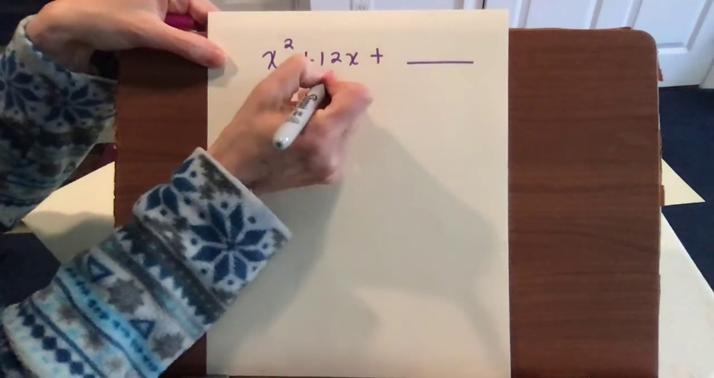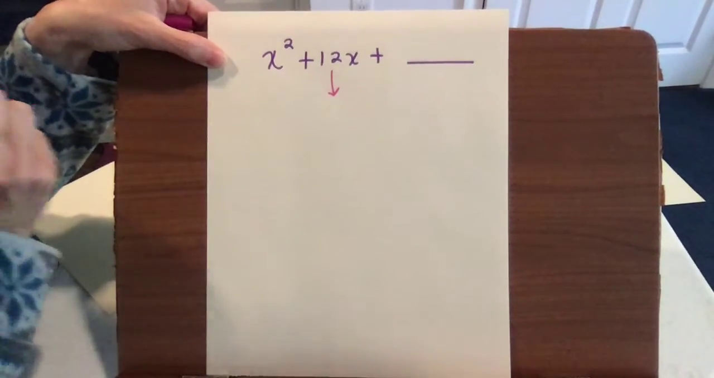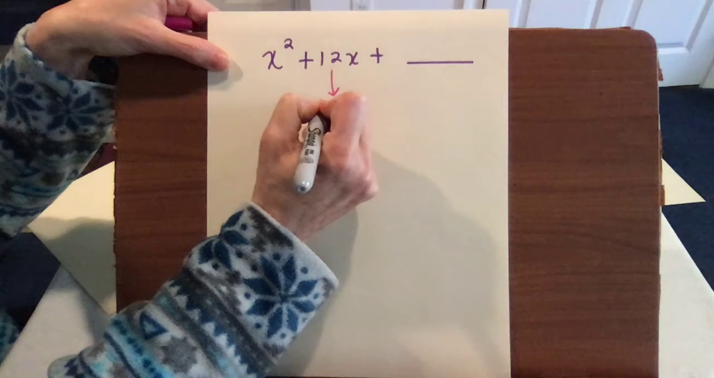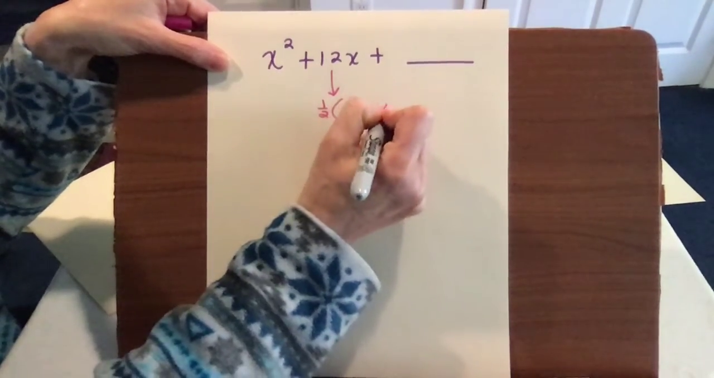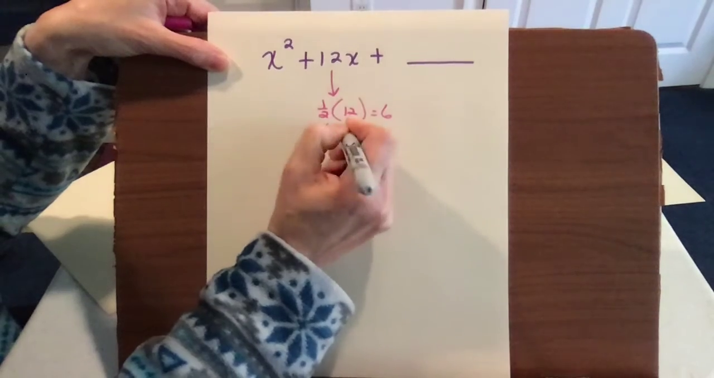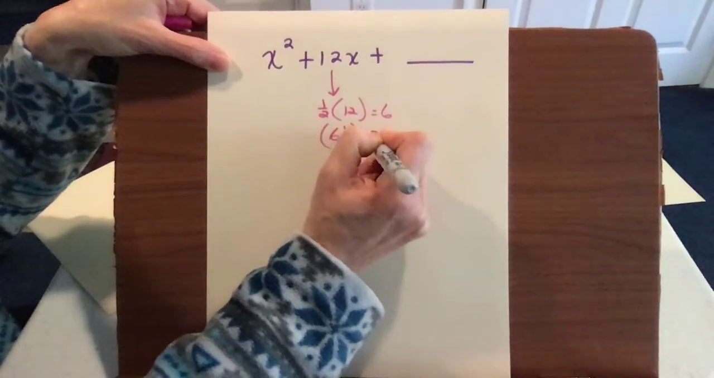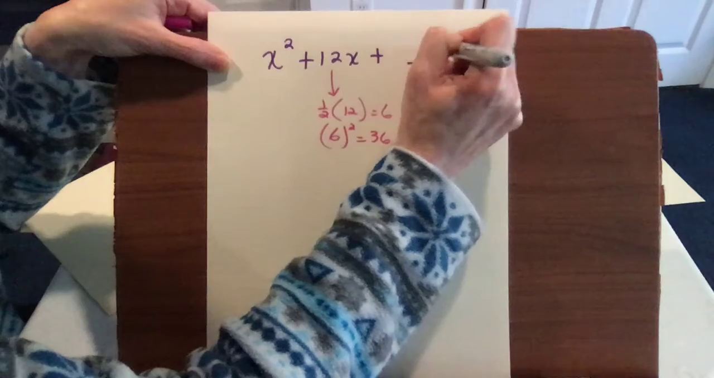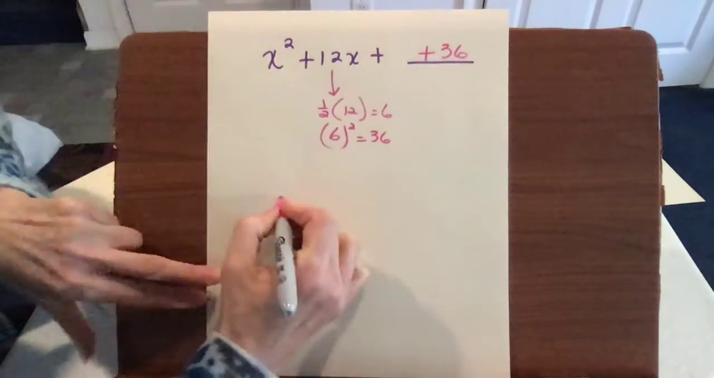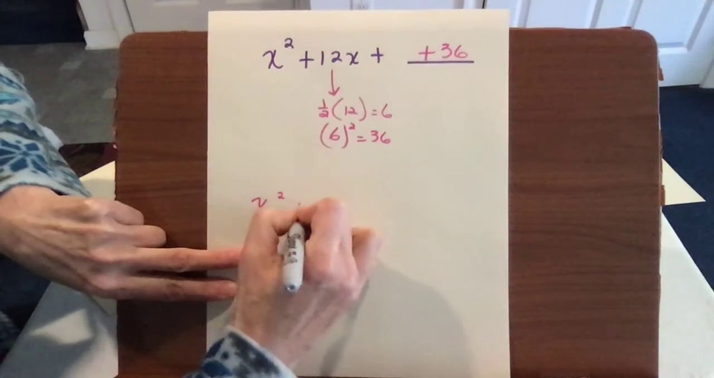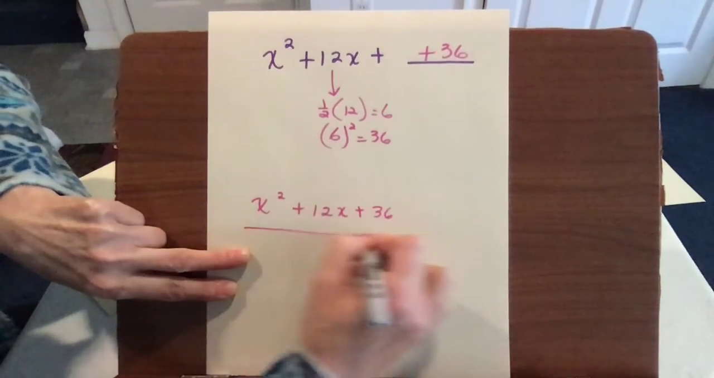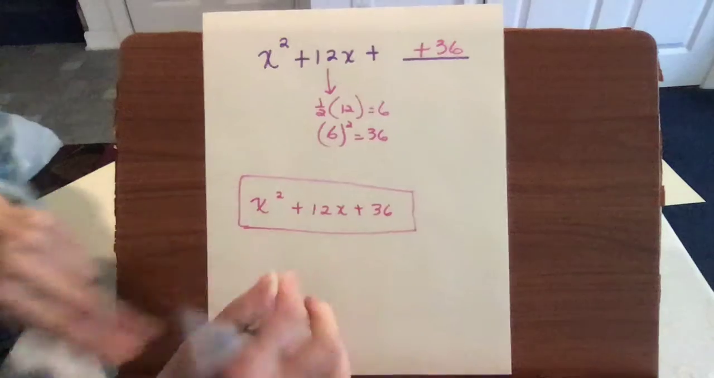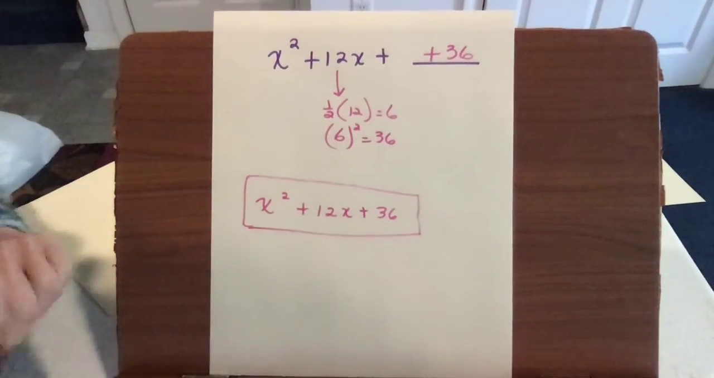So we take our middle term, just the numerical part, which is 12, and we take half of it. So half of 12 is 6. We take 6 and we square it, and it's 36. So we add 36. So this becomes x squared plus 12x plus 36, and that's the completed square. So adding the 36 is what completes the square.